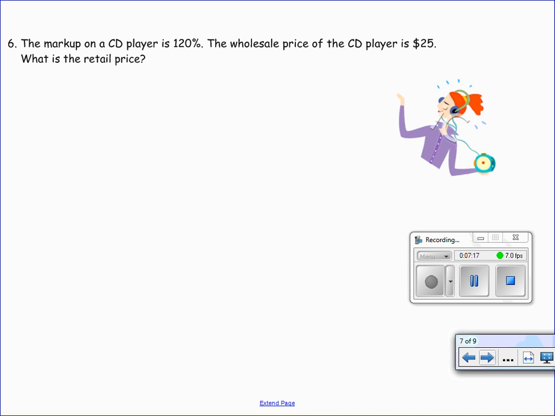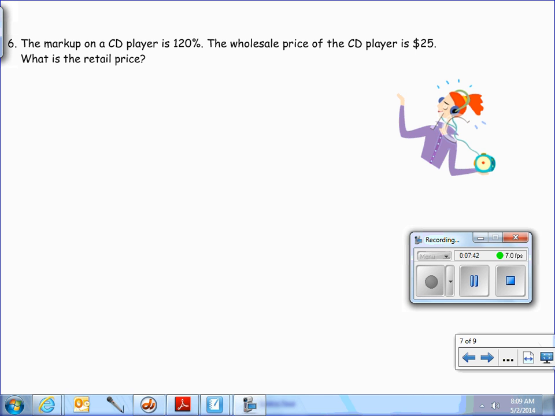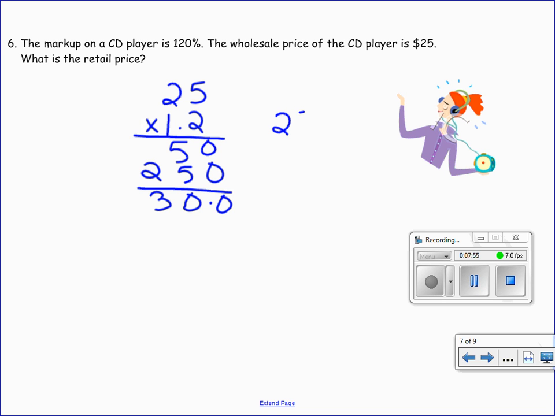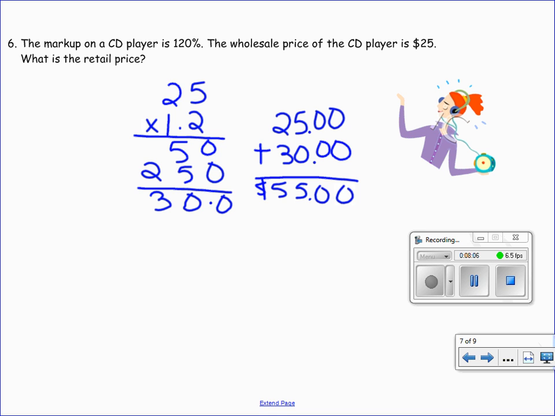Six, the markup on a CD player is 120%. The wholesale price of the CD player is $25. What is the retail price? Retail means what is it going to be sold for in the store that went and bought it wholesale and then marked it up. How much will it cost? So 25 times 1.2. $30 is the markup. So you take your 25, add your markup of 30, $55. That is the amount that you'll pay in the retail store.